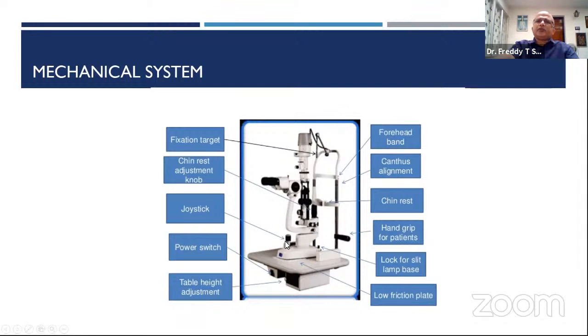You have a joystick to move the slit lamp front or back or up or down. You have a power switch. You have the rheostat, which can adjust the illumination. You have a chin adjustment knob to adjust the height of the chin rest. And you have a fixation target.